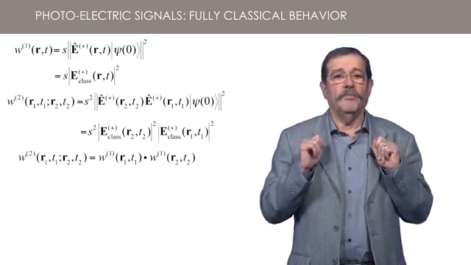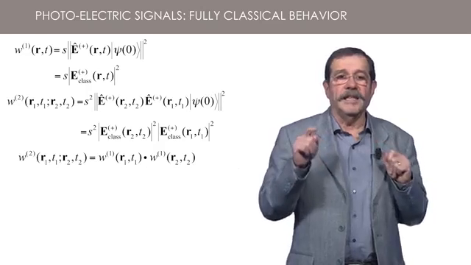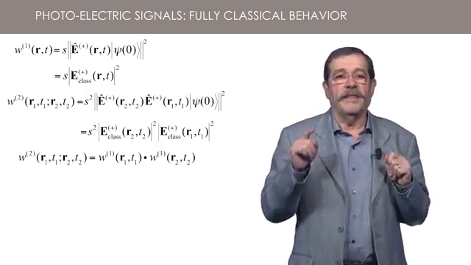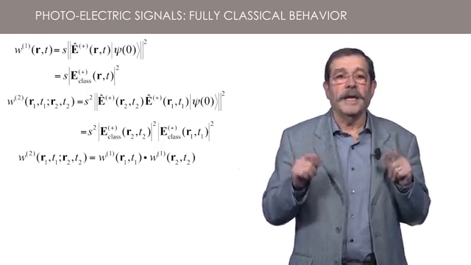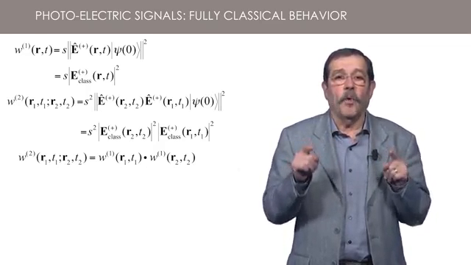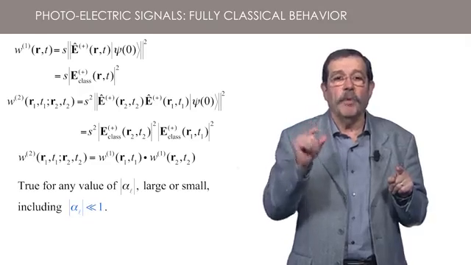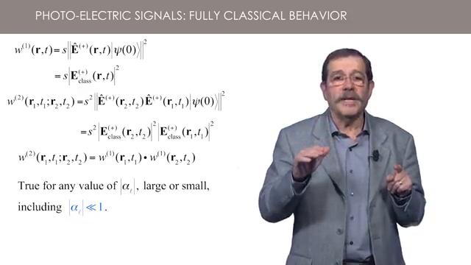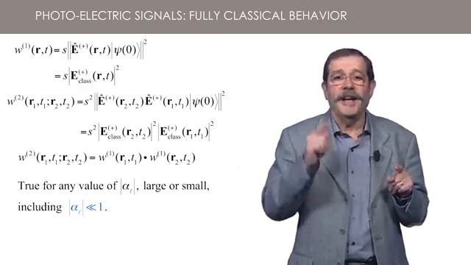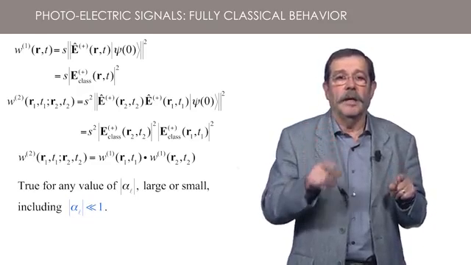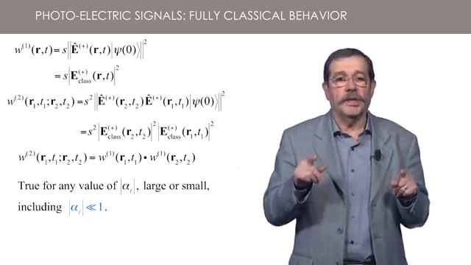In order to avoid a misunderstanding, it is important to realize that this property remains true even for extremely weak quasi-classical states with alpha smaller than 1, that is to say, with an average number of photons less than 1. We will come back to this point later.